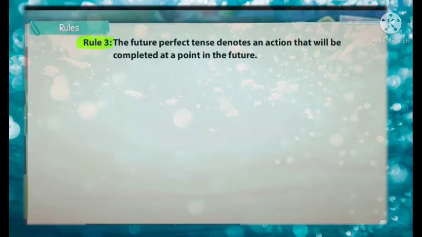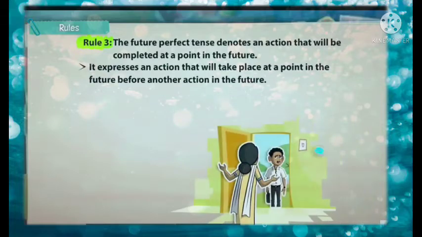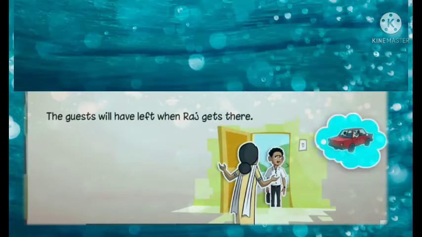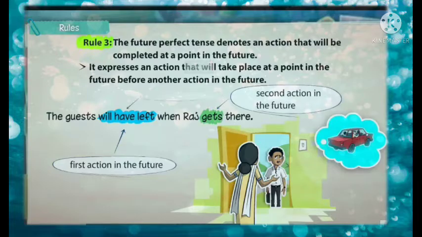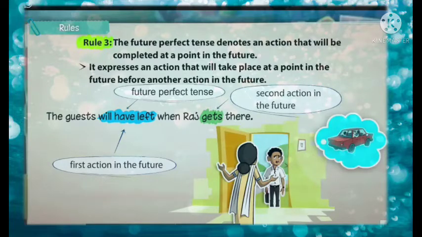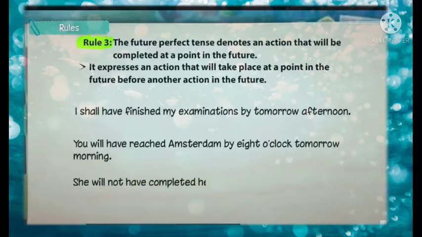The future perfect tense expresses an action that will take place at a point in the future before another action. For instance, in this sentence, the sequence of action is as follows. The guests will have left. Then, Raj gets there. Here are some more examples of the future perfect tense.